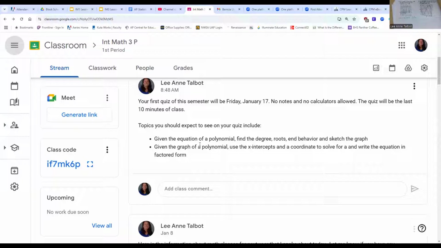Wait, like in the middle of the year? No. You're picking your classes for next year this week, so. We are. Have you guys not been told that yet? Are you taking it? Okay, anyway.